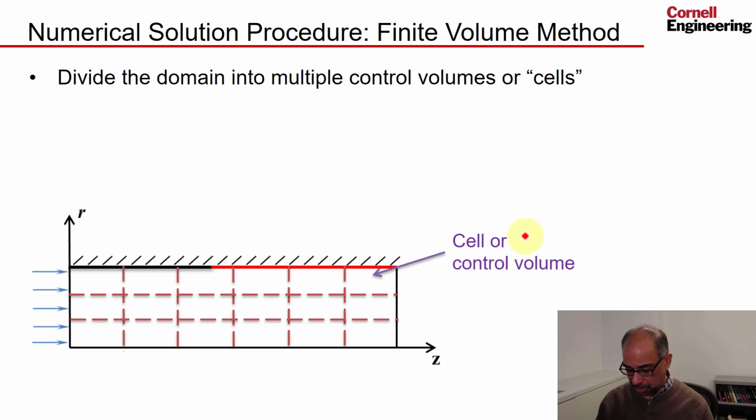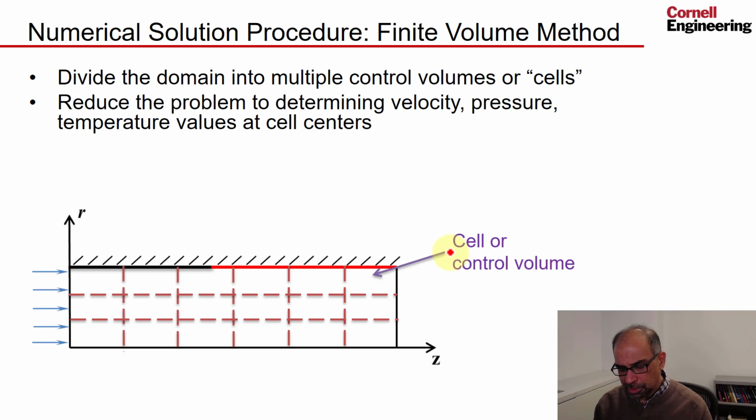It's similar to elements in the finite element method. And then you reduce the problem to determining velocity, pressure, temperature values only at cell centers. You say, you know what, it's really hard to find these variables everywhere. Instead, I will find them at the cell centers, and I'll mark off a few here just to make that idea concrete. So you determine our four variables at these cell centers. And you can think of the value at the cell center as an approximation for the average value over that cell or the control volume.